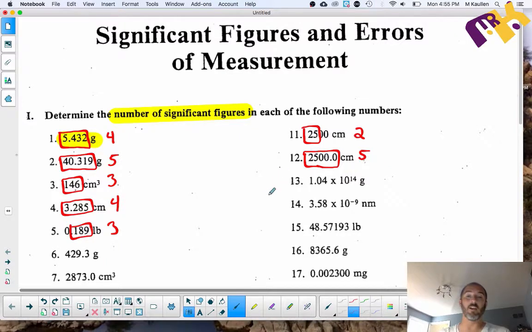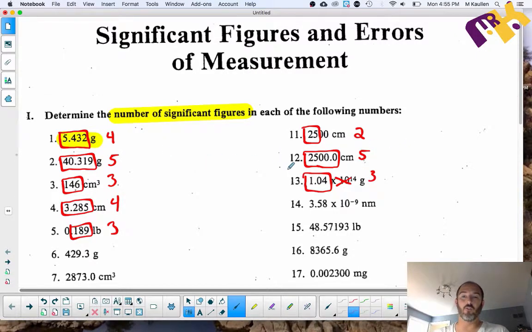All right. In number 13, we do not worry about powers of 10, okay? So don't even look at those when you look at significance. We are going to worry about the coefficient here, though, right? So this 1.04, we're going to use, again, the box and dot method. And so if we have a decimal here, everything to the right of that is significant. And so this would have 3 sig figs.